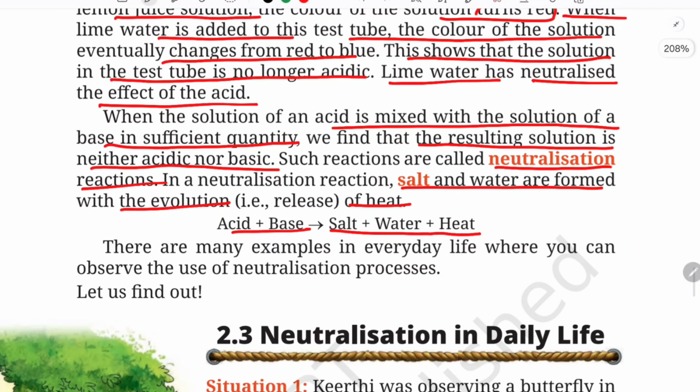When you touch the test tube, you will find the test tube is a little bit heated also, so that is why heat has been produced, it has been released. There are many examples in everyday life where you can observe the use of the neutralization process. Let us understand this neutralization process more by applying it in our day-to-day life.